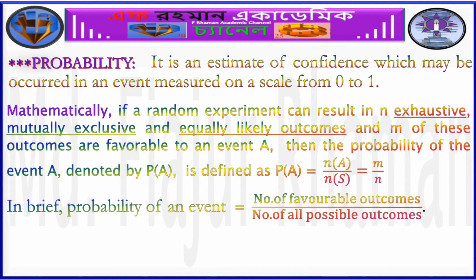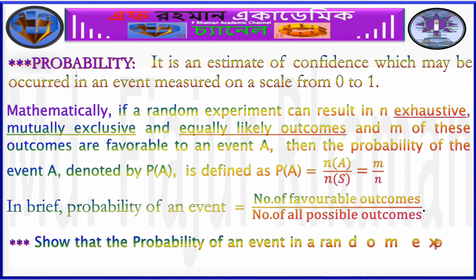In brief, probability of an event is equal to number of favorable outcomes by number of all possible outcomes. We will frequently use this formula in solving problems related to probability. Important board question: show that the probability of an event in a random experiment is from 0 to 1. The solution of this question will be made complete by applying the mathematical definition of probability.